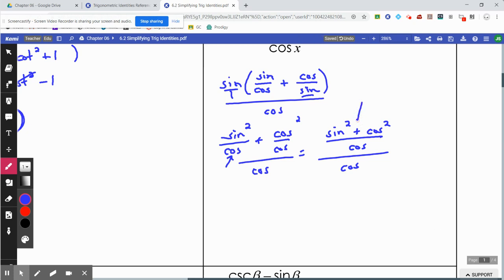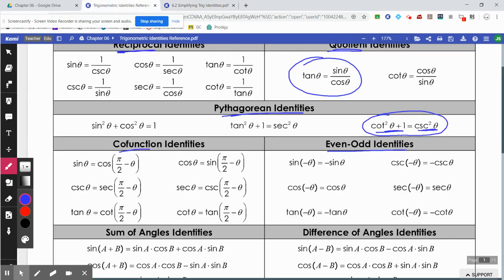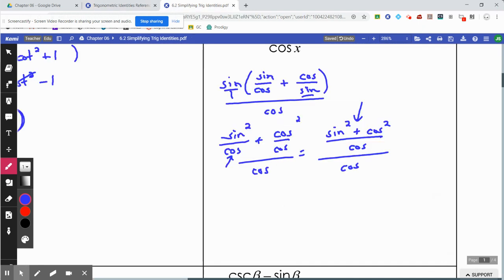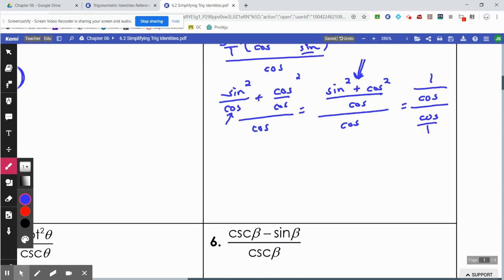If you look at this top, anytime you see sine squares and cosine squares, you're thinking Pythagorean identity. I know that sine squared plus cosine squared, which I think was written as cosine squared plus sine squared on the previous one, that's fine. Sine squared plus cosine squared will always equal 1. So we're going to take this out right here, and we're going to put in its place 1. So 1 over cosine divided by cosine, and that'd be cosine over 1. Let's flip and multiply, and that'd be 1 over cosine times 1 over cosine, which would be 1 over cosine squared.